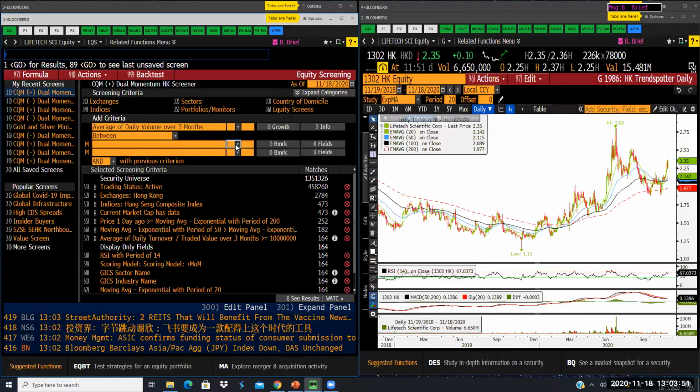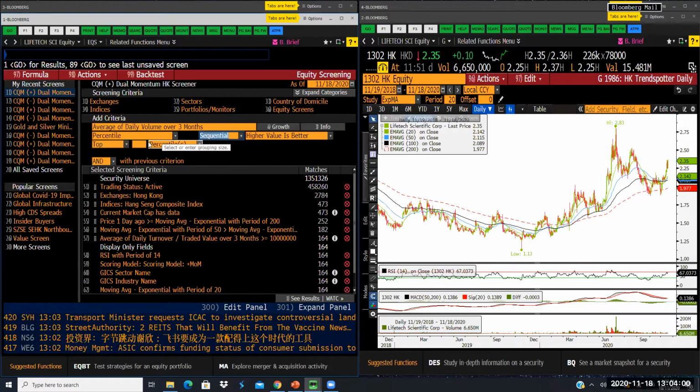Because it shows the daily volume over 3 months, right? So Bloomberg itself will calculate the average volume, and then if we do a criteria of greater than the average daily volume, it should be showing the spike in volume, right?